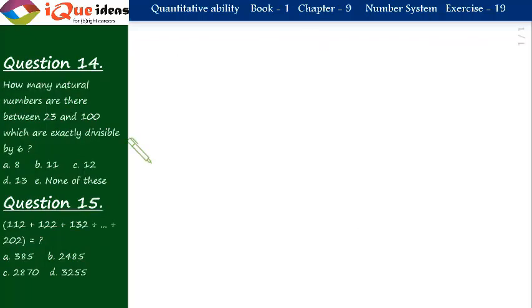Now let's take question number 14. It says how many natural numbers are there between 23 and 100 which are exactly divisible by 6. Again, we can apply the same two methods. The first number which is divisible by 6 would be 24. The second number would be 30 and 36 and so on. And the last number would be 96.